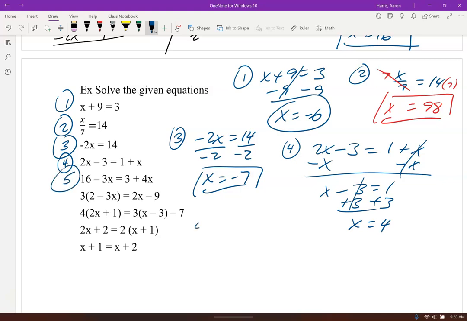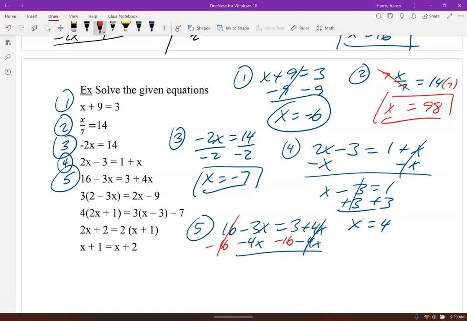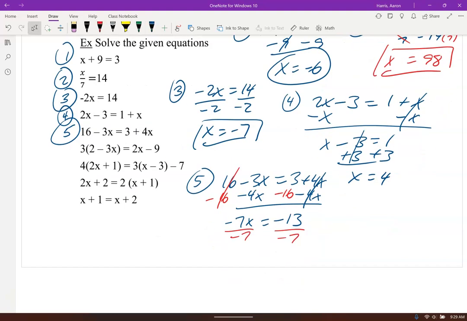Number 5. 16 minus 3x equals 3 plus 4x. Get all your x's on one side. Get all your numbers on the other side. So you got negative 3x minus 4x, negative 7x, 3 minus 16, negative 13. Now I'm going to divide by negative 7 on both sides. And we end up with 13 over 7 for number 5.